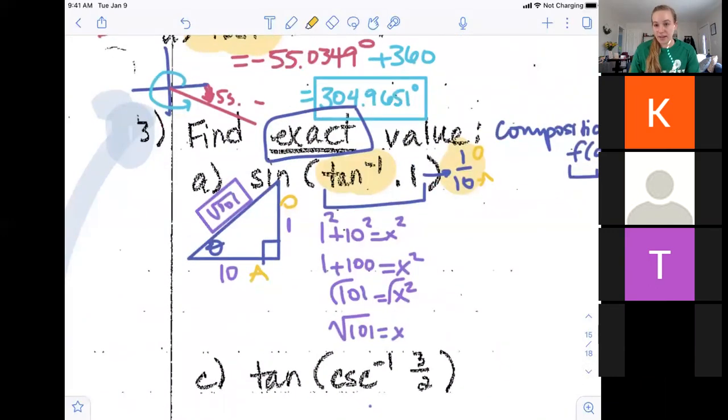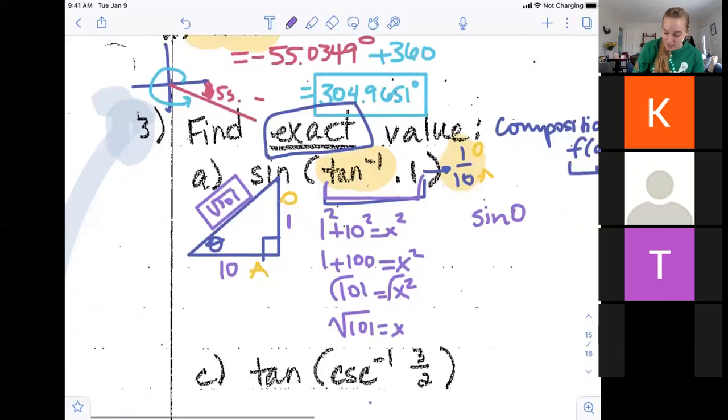I don't think there's a 0.1 on my unit circle anywhere. There's no 1 over 10 on my unit circle anywhere. So that's why I drew my own triangle and then solved from here. Now I did my tangent of 0.1 and I now have theta. So now I'm going to do sine of this theta.